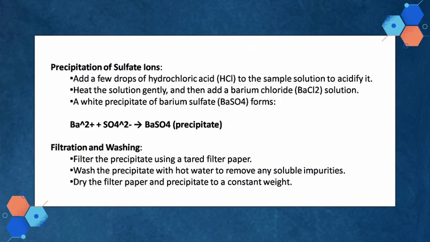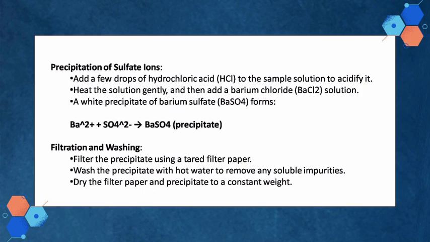Next, precipitation of sulphate ions. Add a few drops of hydrochloric acid, HCl, to the sample solution to acidify it. Heat the solution gently, and then add a barium chloride, BaCl2, solution. A white precipitate of barium sulphate, BaSO4, forms. Ba2+ plus SO4 2- gives BaSO4 precipitate.